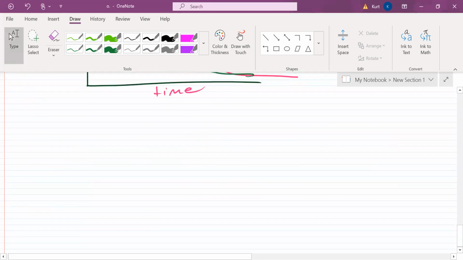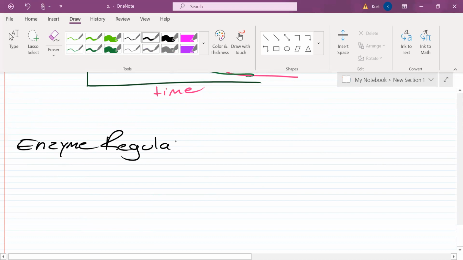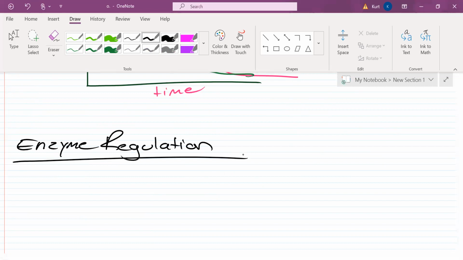Okay, let's get to the last part for today, guys. Enzyme regulation. I'm gonna try to do the, we got about, oh, we got time. We're great. So these are called feedback loops.